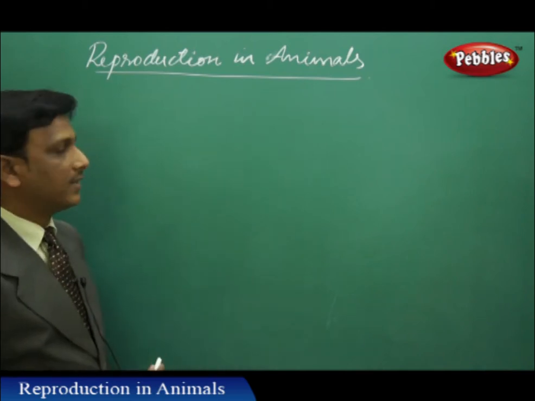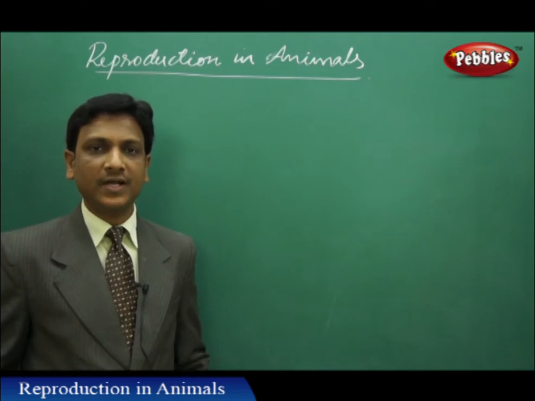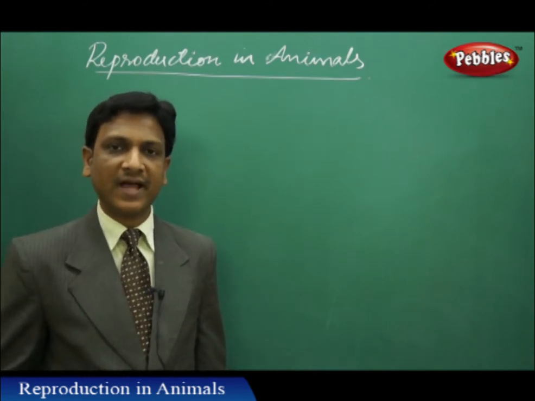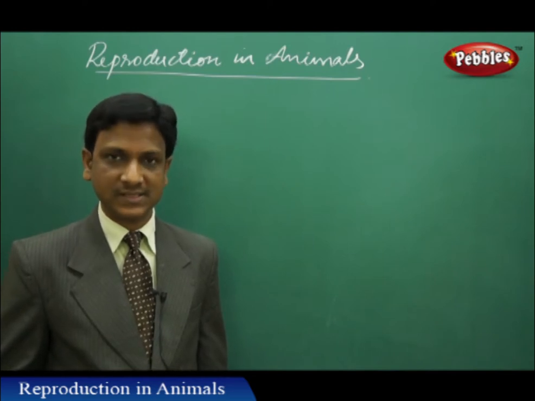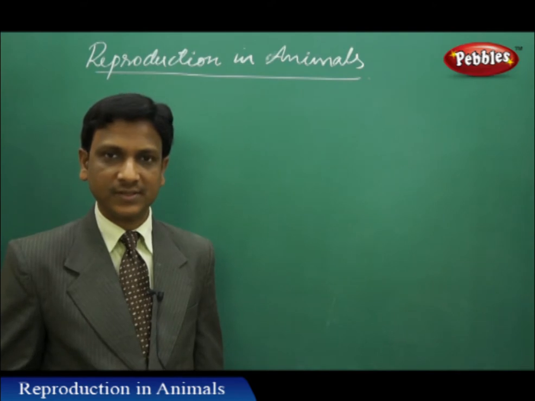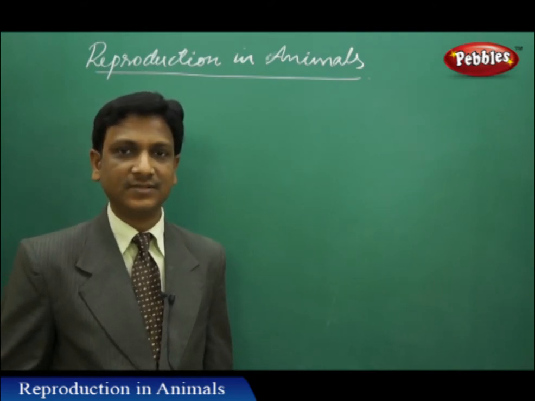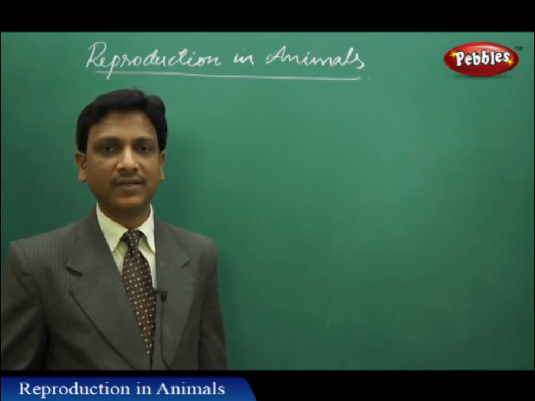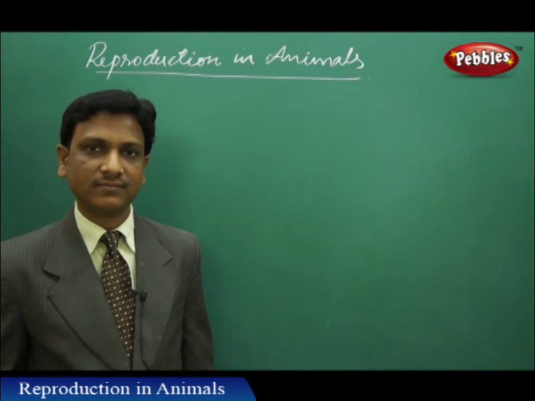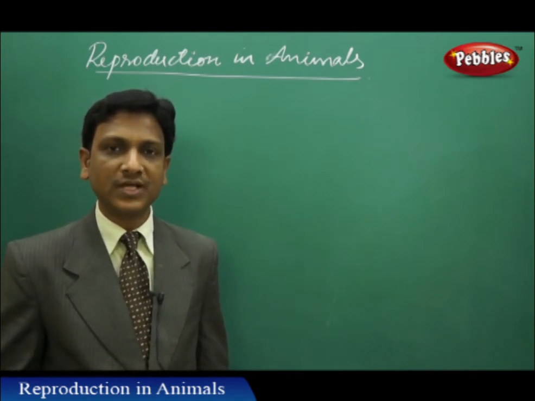Our next chapter, Reproduction in Animals. Reproduction is an important life process. If we look at the different life processes of animals, there are processes like nutrition, digestion, respiration, excretion, and it also includes reproduction. So reproduction is a life process of an organism which enables it to produce a new generation.